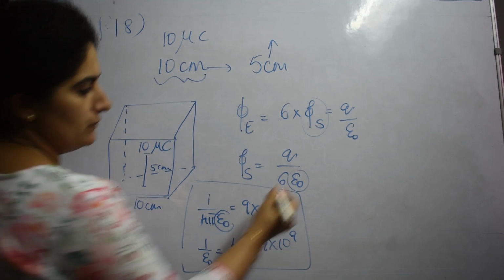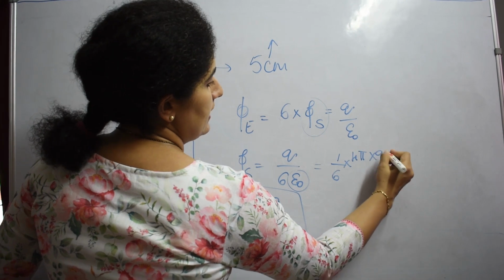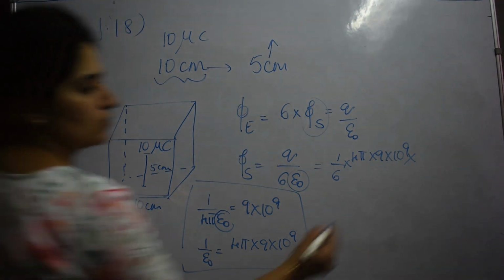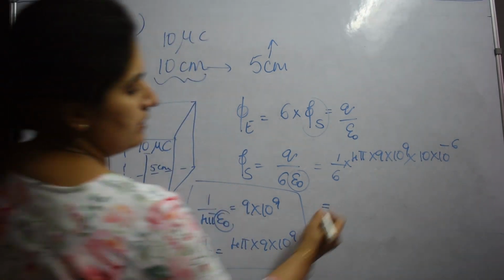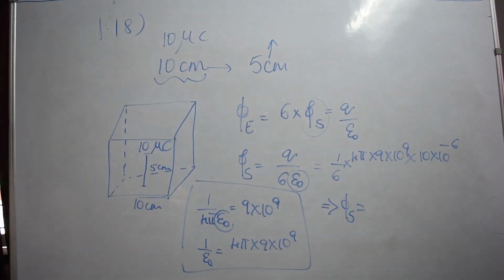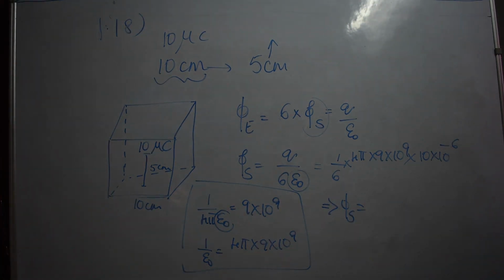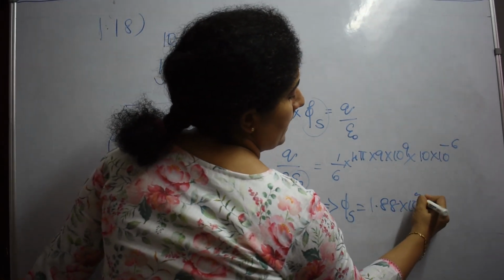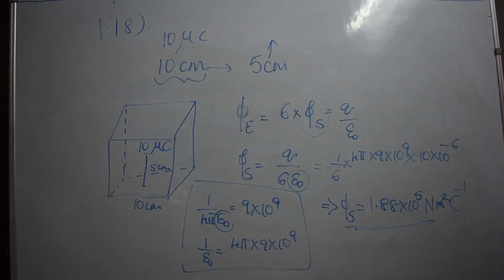So substitute this value. So it is 1 by 6 into 4 pi into 9 into 10 to the power 9 into Q, where Q is 10 microcoulomb. Micro is 10 raised to minus 6. So you get phi S. Substitute the values, simplify it further, and the answer comes out to be 1.88 into 10 to the power 5 Newton meter square per coulomb. So this is the answer.